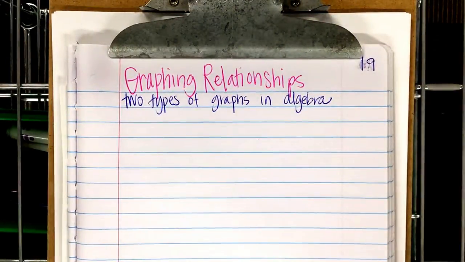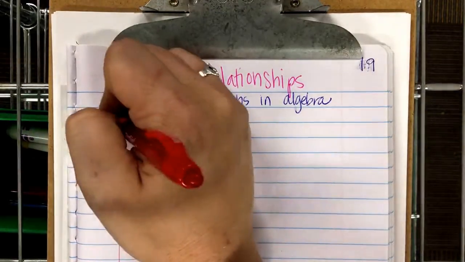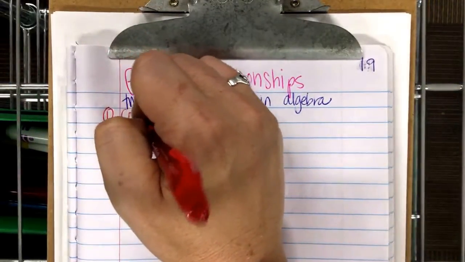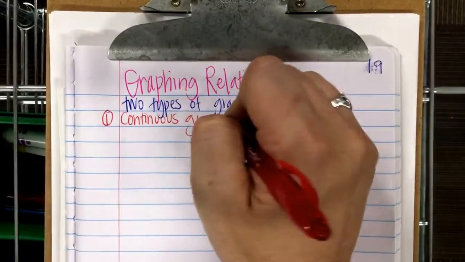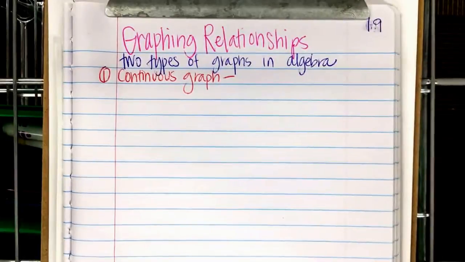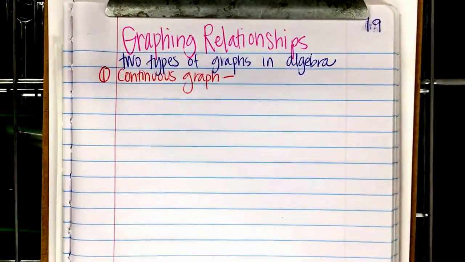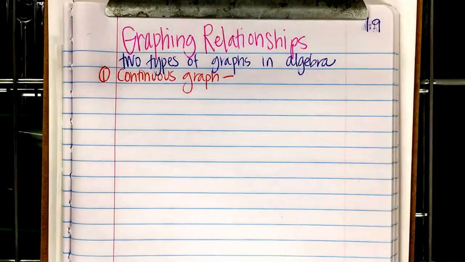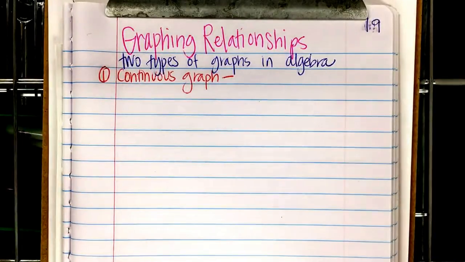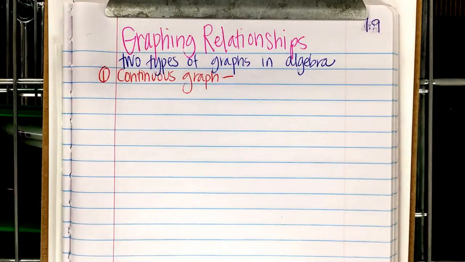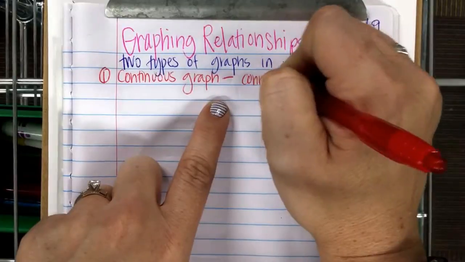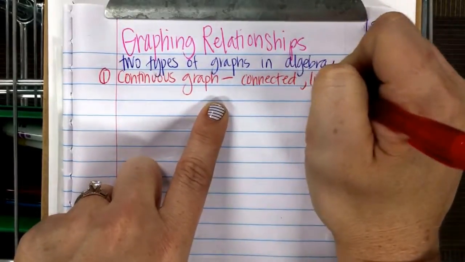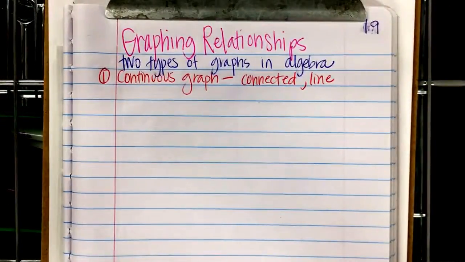The first type of graph that we're going to deal with today is what's called a continuous graph. Continuous, what do you think it means? It continues. It goes on forever. Mathematicians are not creative people, you guys. A continuous graph continues. It's connected. It's a line. It goes on.